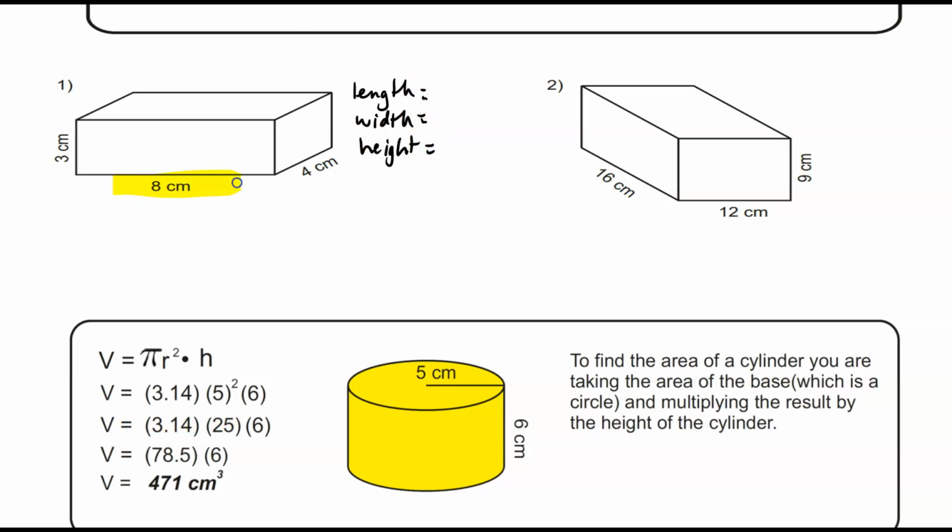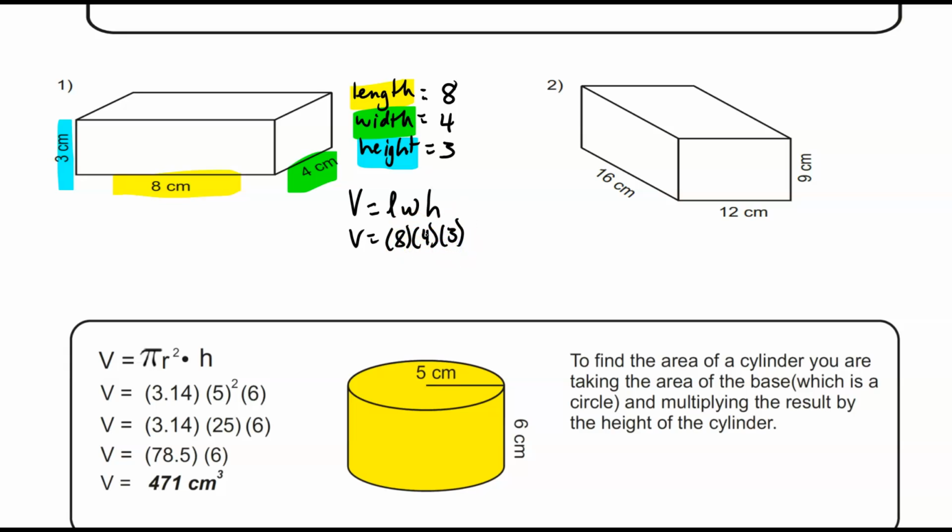So our length here is 8. Our width here is 4. And our height here is 3. So the volume is equal to the area of the base, which is just length times width, times height. So volume is equal to 8 times 4 times 3. So 8 times 4 is 32, and 32 times 3 gives you a volume of 96 centimeters cubed.